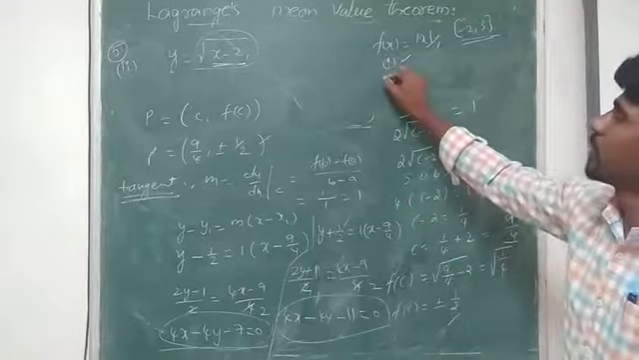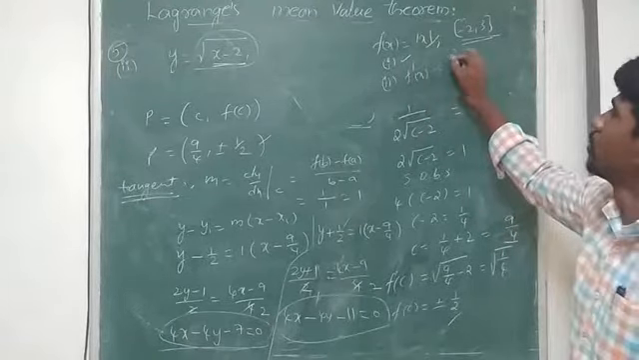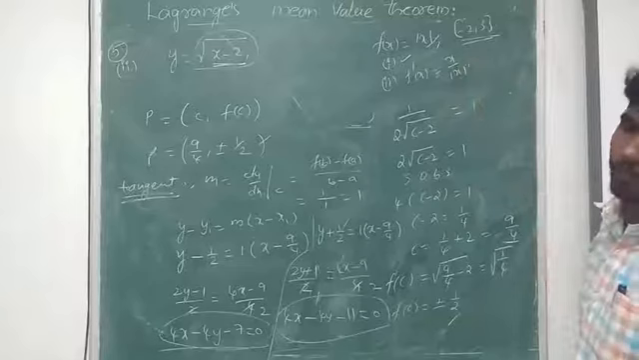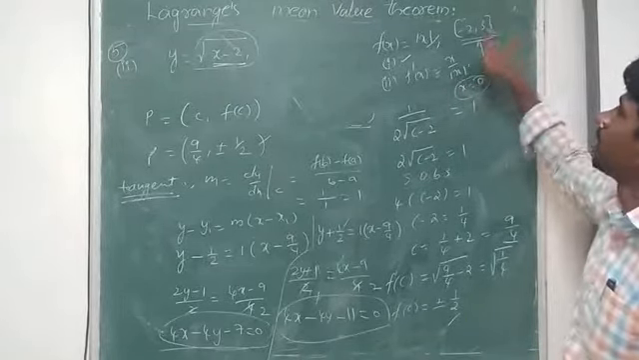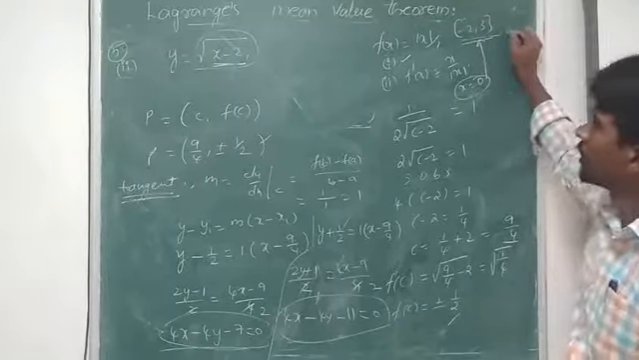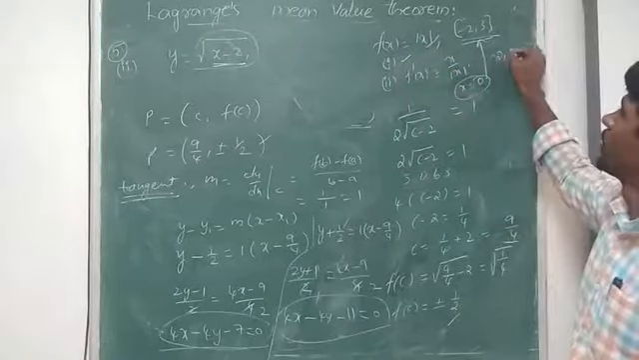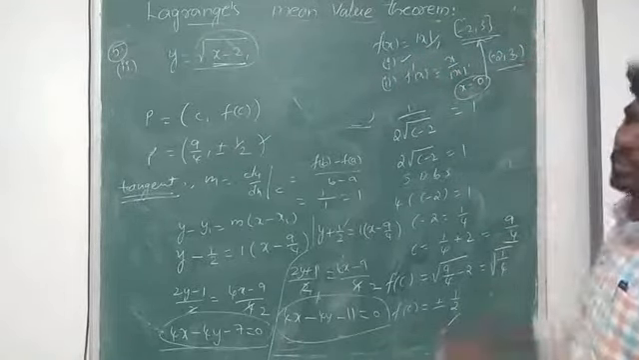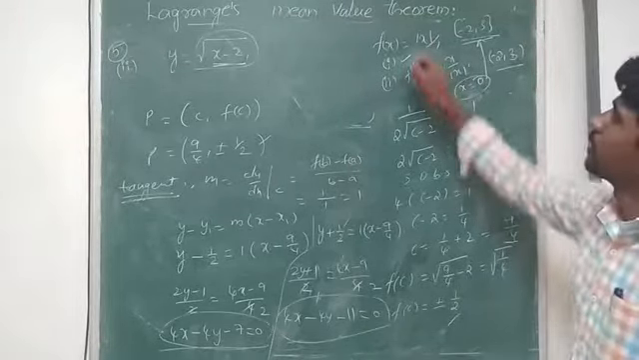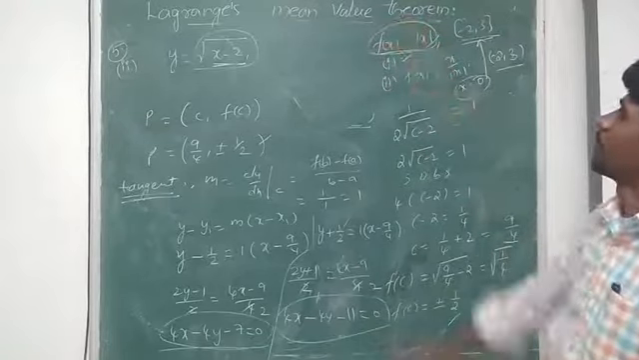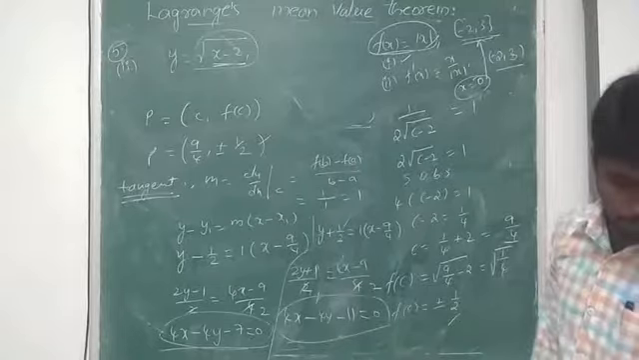Second part: find f dash of x. f dash of x is equal to x by modulus of x. So this does not exist at x equal to 0, but 0 lies in between minus 2 comma 3. So the given function is not differentiable in the open interval minus 2 comma 3. Therefore we can say that the given function f of x equal to modulus of x does not satisfy Lagrange's mean value theorem.